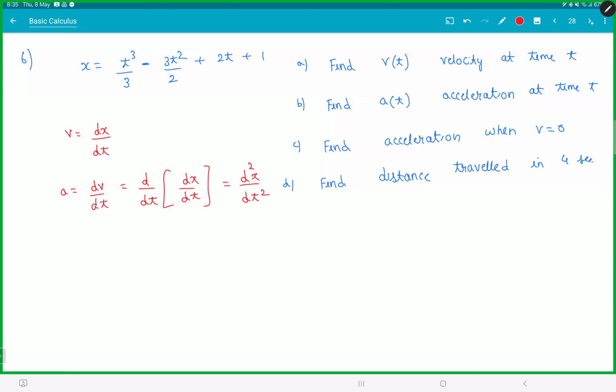Let's try this thing. Let's try the first one and second one. Those two are manageable. So x is given, you need to differentiate and get the velocity and acceleration. The question is as a function of time t. You should leave your answer in t only. There's nothing to solve.